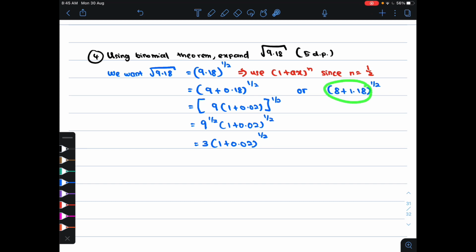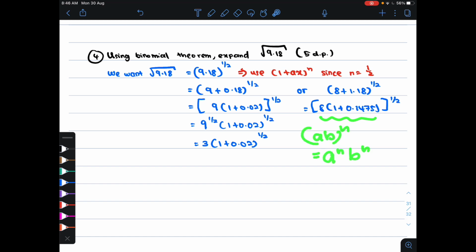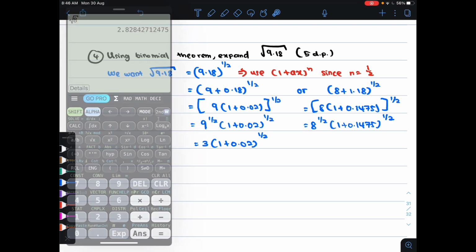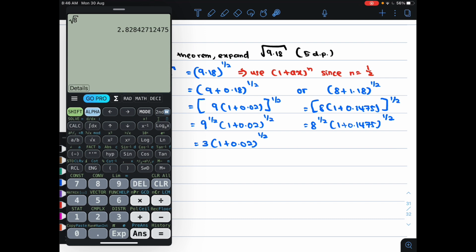What about 8 plus 1.18? We know that we need 1 plus ax, so we need 1 at the front, but here we have 8. So I'm going to take out 8 from 8 plus 1.18 by dividing everything here by 8. So now, check the value of 8 to the power of 1 over 2 using your calculator. And here you'll get 2.8284 bla bla bla bla semua tu. So kat sini kamu dapat perpuluhan.